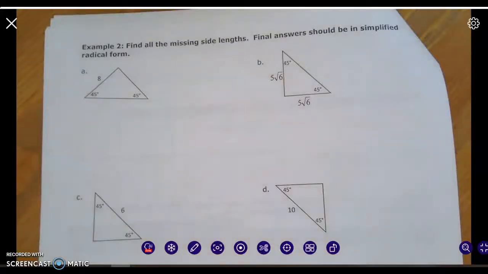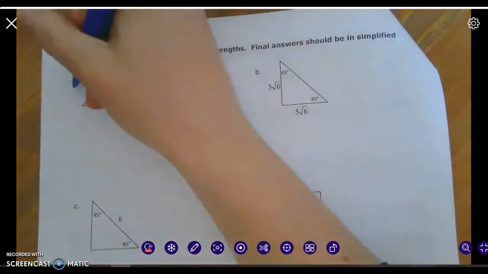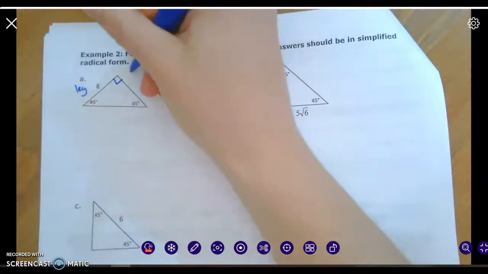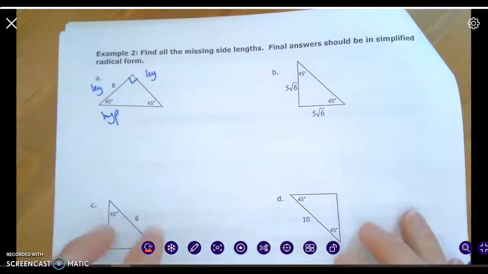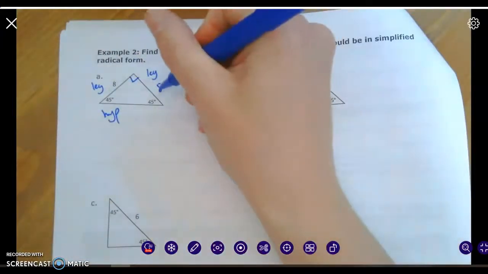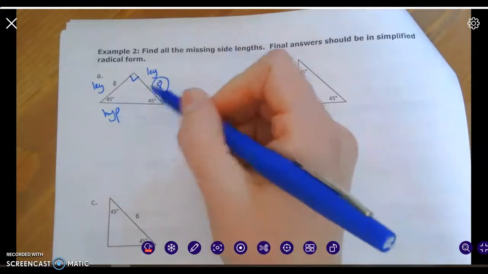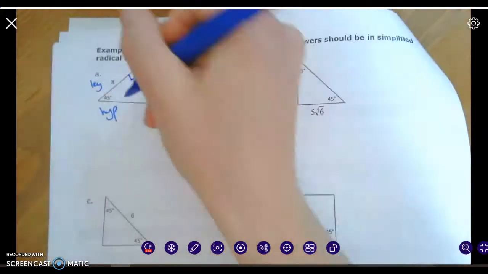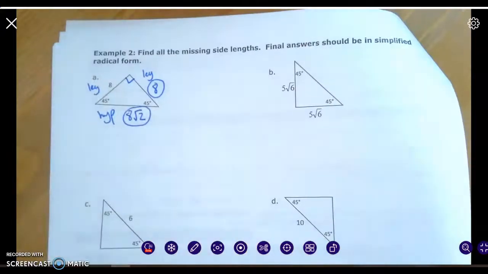Okay, so these are some examples of the 45-45-90 degree triangle. I'm going to start by labeling my three sides: leg, leg, and hypotenuse. We're given the length of the leg, which is 8, and both legs are the same length, so I already know the length of the second leg. To get the length of the hypotenuse, we take the leg and multiply by the square root of 2, and that is our answer.